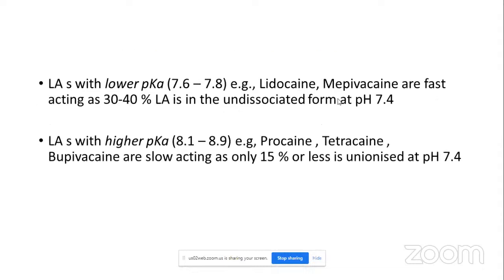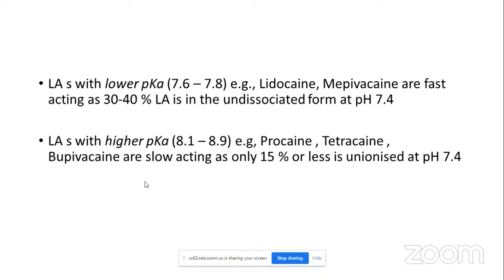Examples of local anesthetics with lower pKa are lidocaine and mepivacaine, and these are faster acting. These pKa values are near the physiological pH 7.4, so more of the drug is in its undissociated form at pH 7.4. Local anesthetics with higher pKa are procaine, tetracaine, and bupivacaine. These are slow acting, as only 15% or less is unionized at pH 7.4.